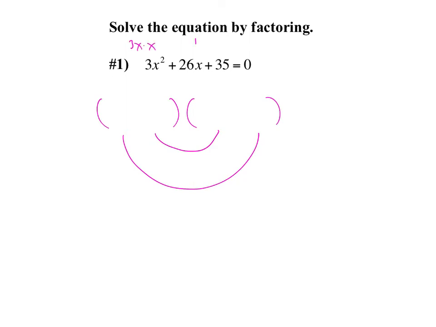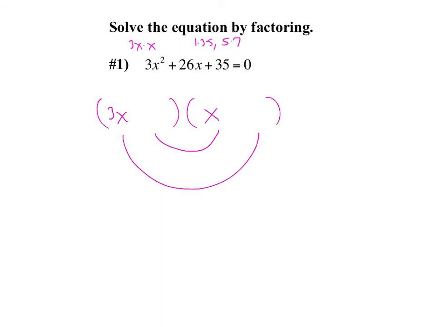Factors of 35 are 1 times 35 or 5 times 7. So what should I put where? What factors? Well, it's going to be... Oh, sorry, I goofed up something here. I'm looking at the wrong one. Whoops. There we go. All right, good. I'm going to try 3x and x because that's the only factorization that we have for that.